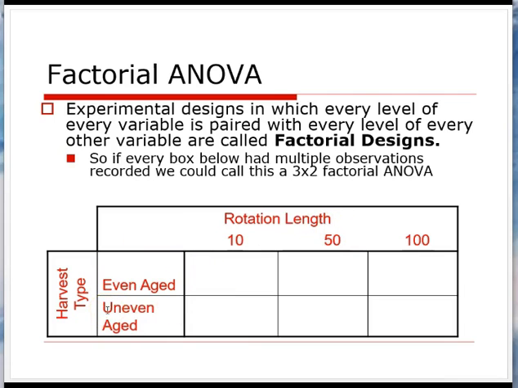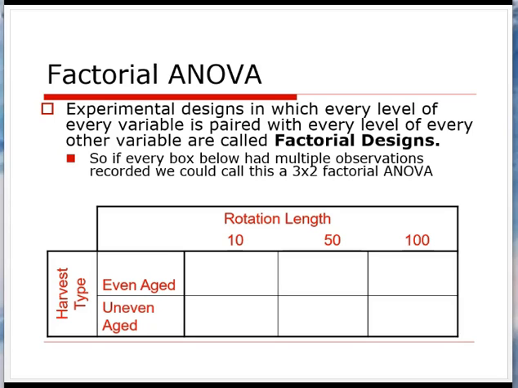And that's what makes the factorial ANOVA really powerful, because you could do a simple one-way ANOVA just for harvest type and make some conclusions, or do just a simple one-way ANOVA for rotation length and just interpret that. But what the factorial analysis allows us to do is account for the variability that both of those influence, and then also look at how they interact.